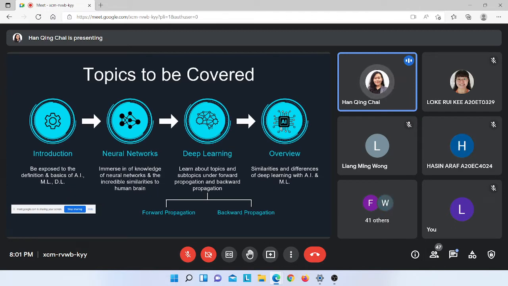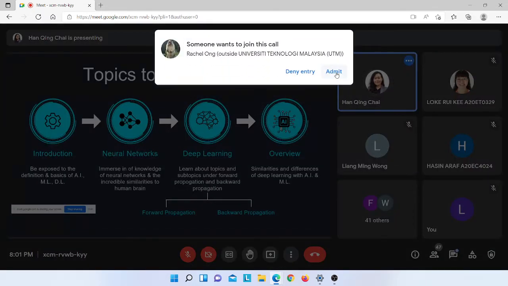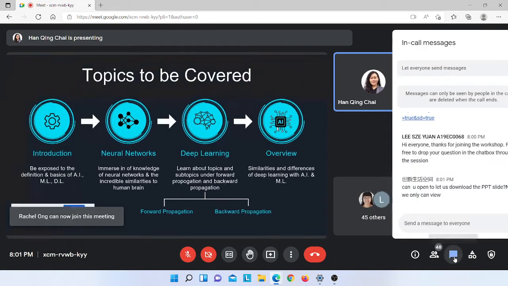Okay, so here's an overview of the topics that are going to be covered today. First of all, a brief introduction, so people can be more exposed to the definitions and some basics about artificial intelligence, machine learning, and also deep learning. Later on, we'll move on to neural networks and deep learning. Under deep learning, we're going to learn more about forward propagation, backward propagation, and lastly, an overview of everything. Don't let this intimidate you at first. I'm going to go through everything simply, and it's going to be very easy to understand.